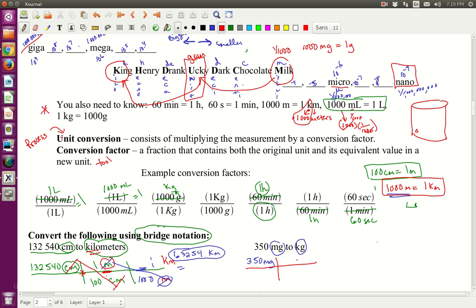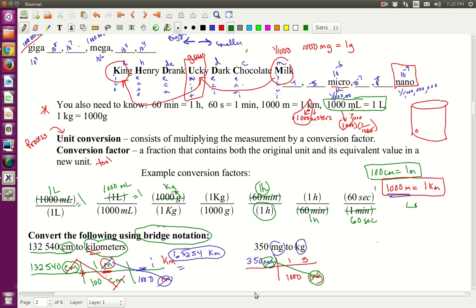So gram has to go on top, milligram has to go on bottom, because I have to be able to cancel it out. And it takes 1,000 milligrams to 1 gram. See this? There's the 1,000th right there. Now we can cancel out the units. We have the numerator and the denominator, and we cancel, cancel.